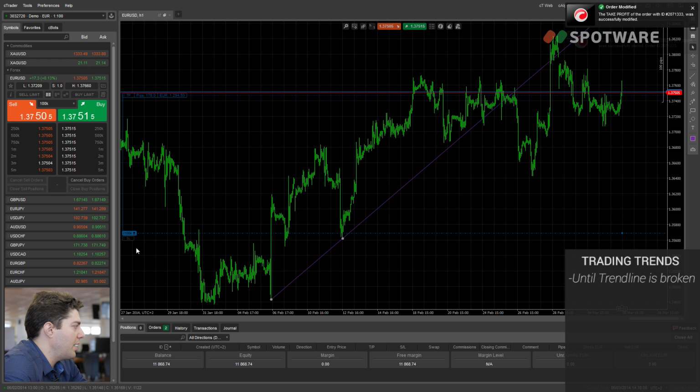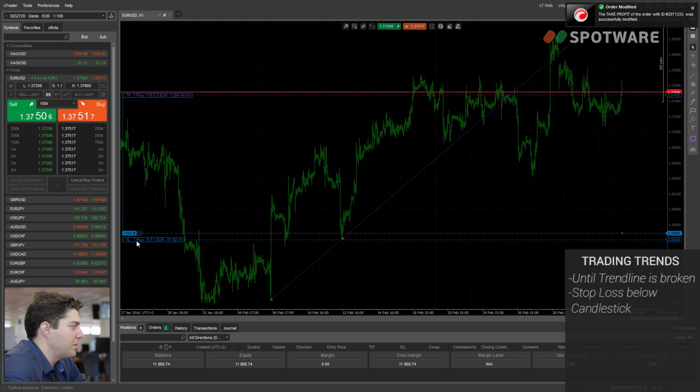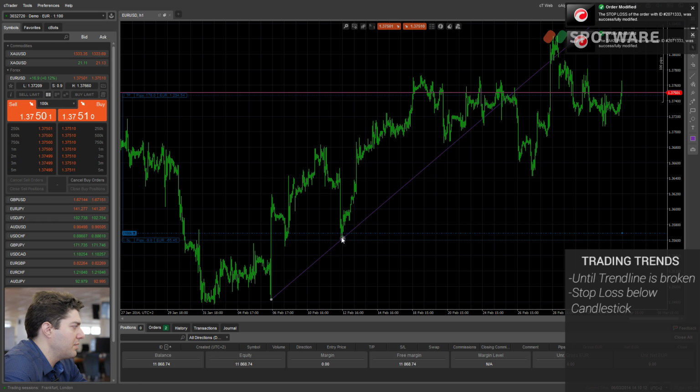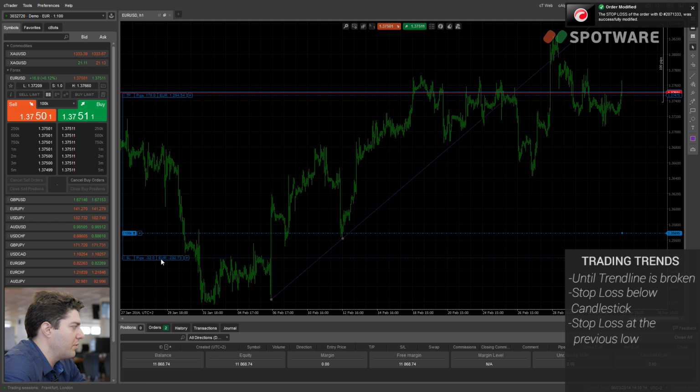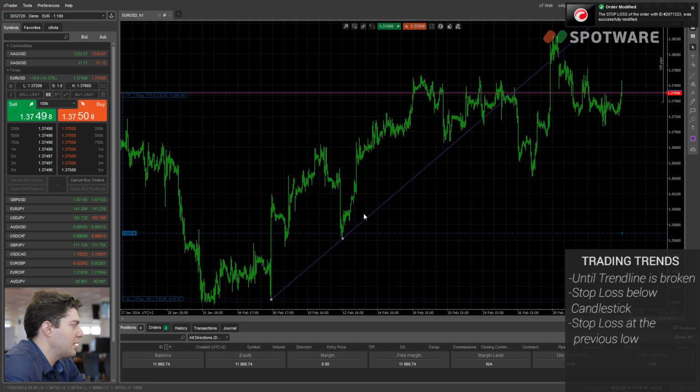Our stop loss can be either conservative, which is below the candlesticks, or in trends it can be less conservative. We can even go to the previous low of the swing, depending on the style that we're trading. And another way is to trade retracements.